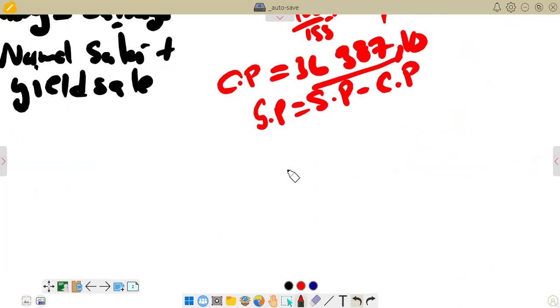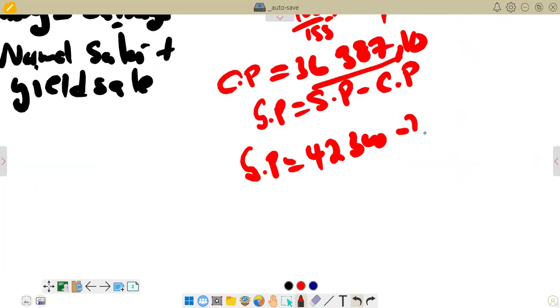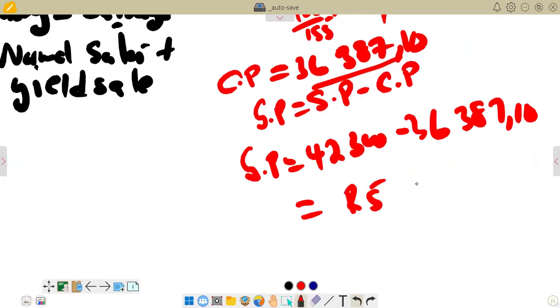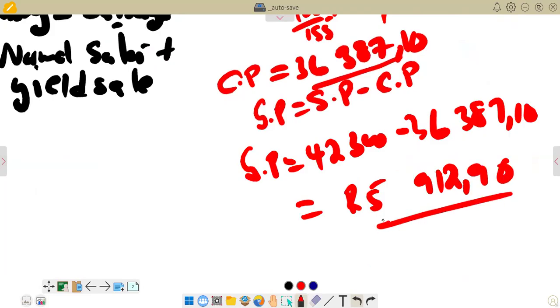So we are saying now gross profit is equal to selling price, which is 42,300. Then you subtract your cost price that we found there, which is 36,387.10. So if you calculate correctly there, you are supposed to find 5,912.90. So this is your yield profit.